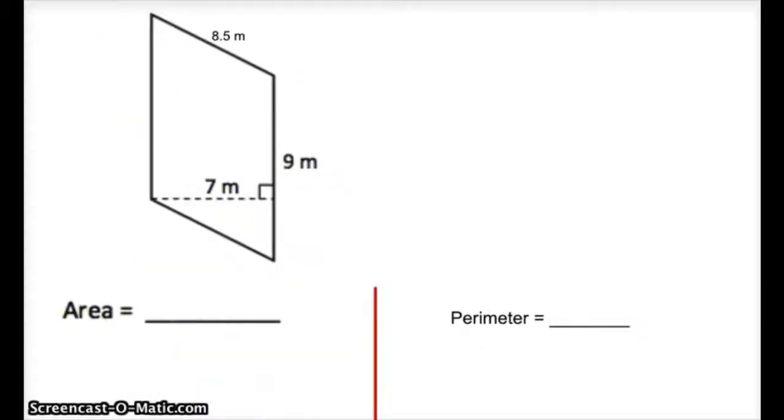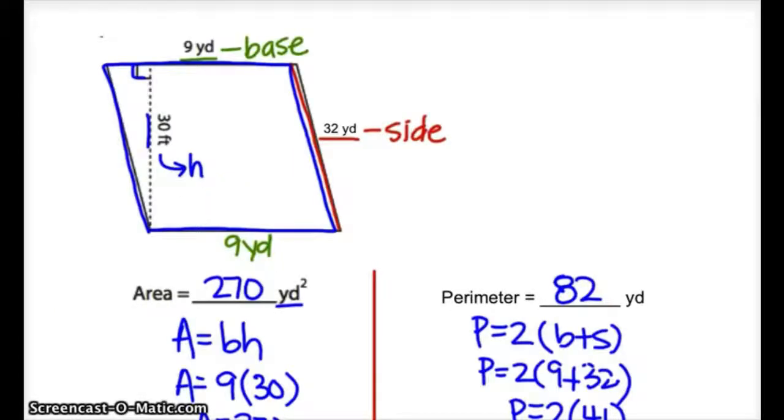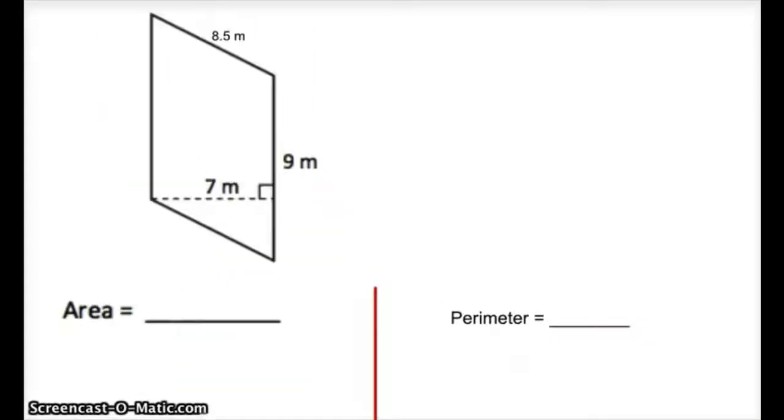The second example. Notice this first example had our height up and down. This height is sideways, right? So we have to think about it and tilt your head to the left, like tilt your left ear towards the ground and turn your head, right? And now we can notice that 9 is our base, 7 is our height, and 8.5 is our side. If we used 7 as our base and 9 as our height, we would be okay, right? It really doesn't matter which one you use for what.